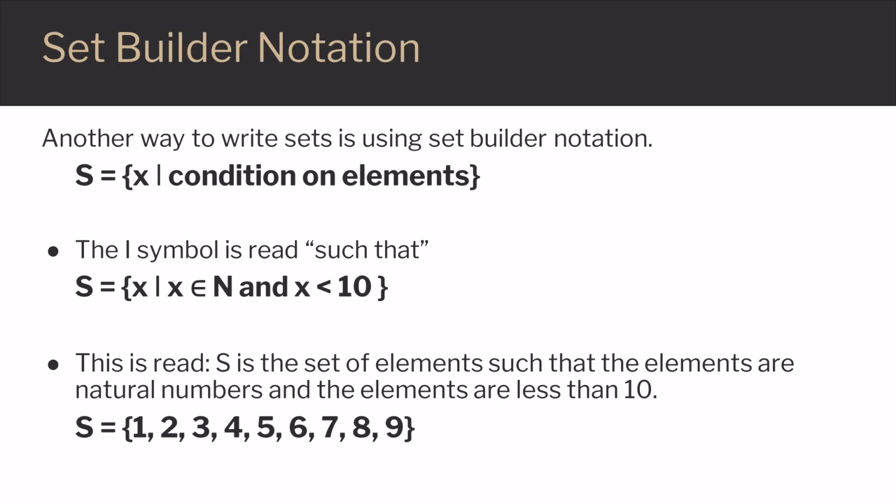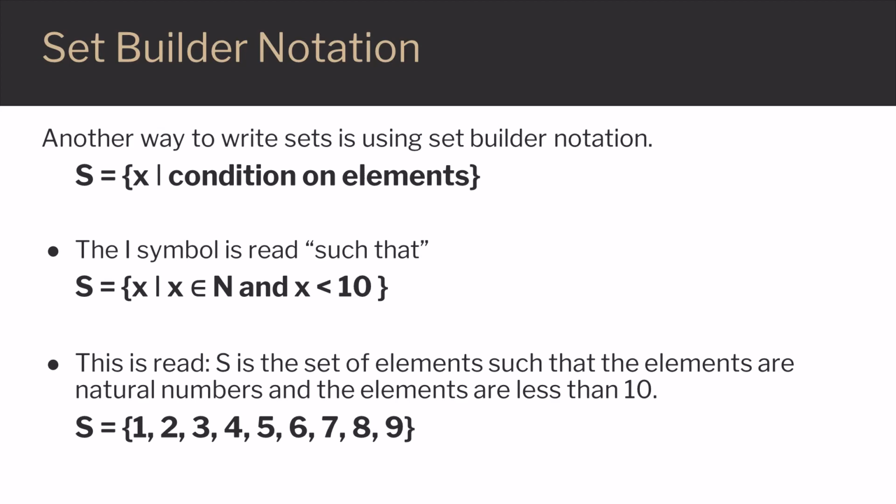Another way to write sets is using set builder notation. In this notation, you still use curly braces, but you would describe the members of the set instead of listing them out. You always start with the name of the set, then add an equal sign. Then use an X to indicate any element of the set. After that, you put in this pipe symbol, which is read "such that." Finally, you write in the conditions on the elements and then close it with a curly brace.